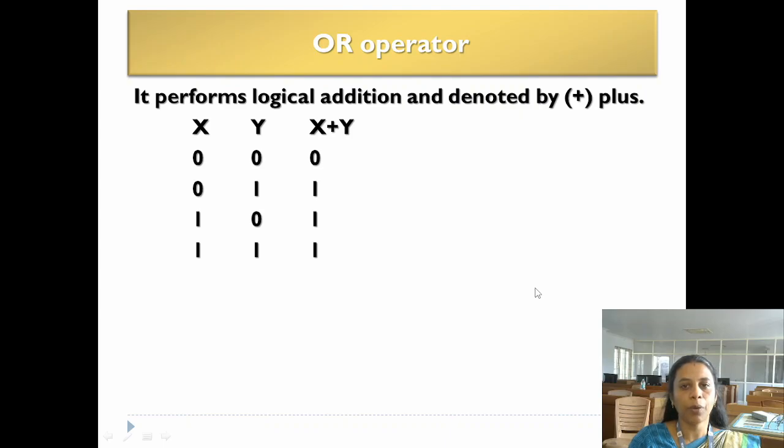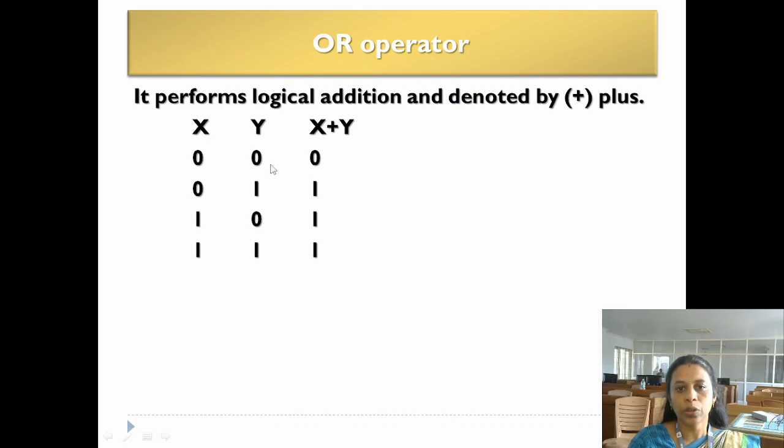The second type of operator is the OR operator, which can also be called logic addition, represented by the plus symbol. Similar to the AND gate, it has a minimum of two inputs x and y. The combinations are as earlier, 0 0, 0 1, 1 0 and 1 1, and the output is x plus y. Logic addition. If any one of the inputs is high, the output is high.